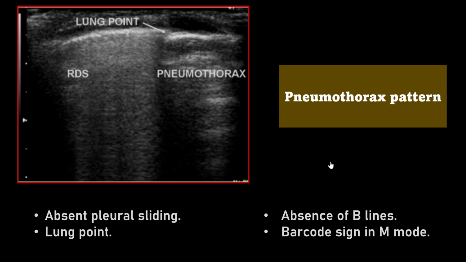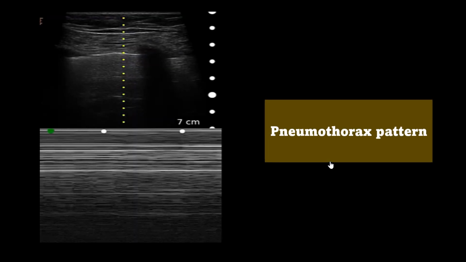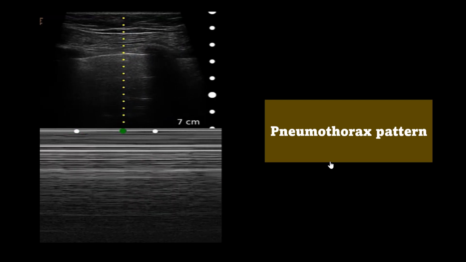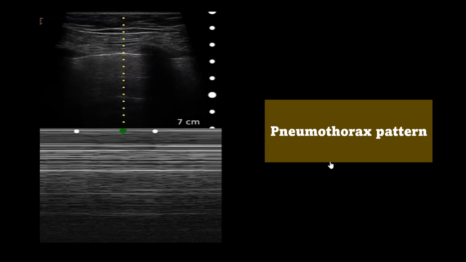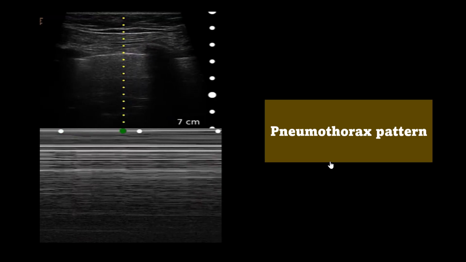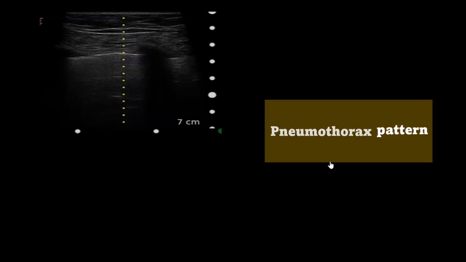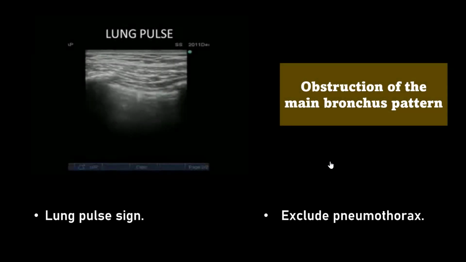Over time, you can see the barcode sign as shown in this video. You can see here this is M mode. You can see the barcode sign, and there is a normal lung here. There is a normal sliding here, so this point is the lung point, and it's a sure sign for a diagnosis of pneumothorax.